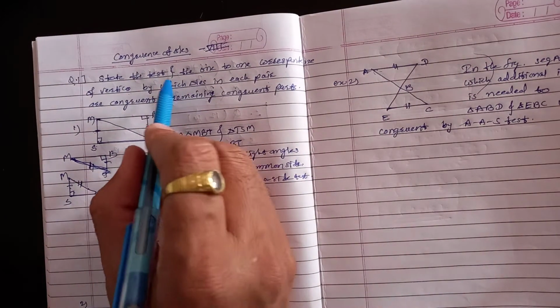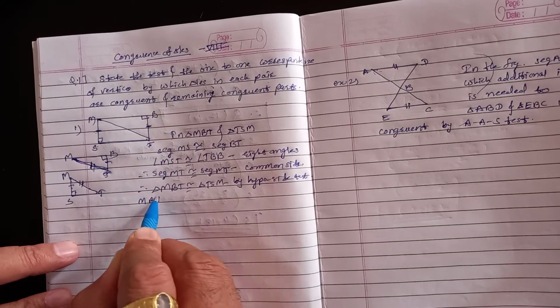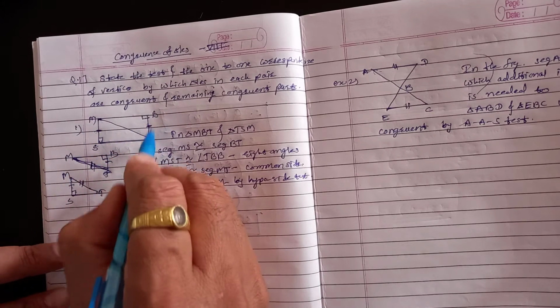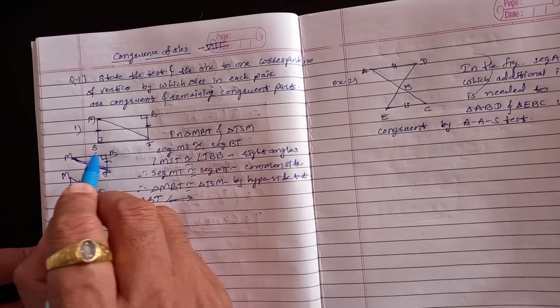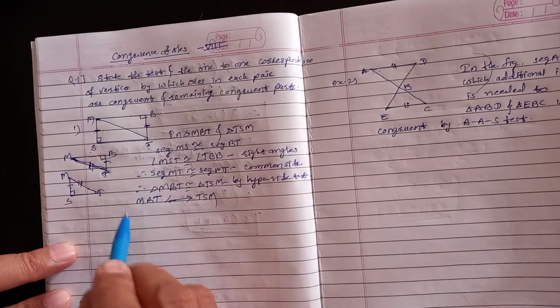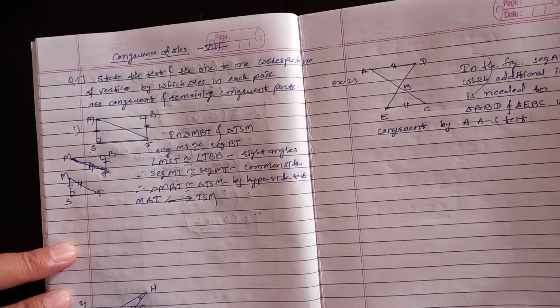First this one you have to show. Now which correspondence is this? One-to-one correspondence, you can write like this also: MBT, and here TSM. This means M corresponds to T, B corresponds to S, T corresponds to M.